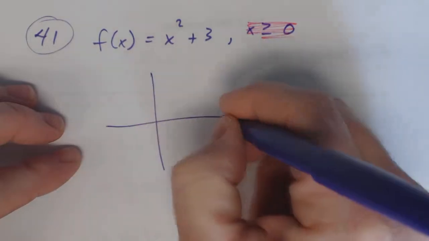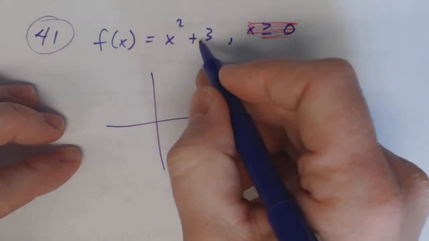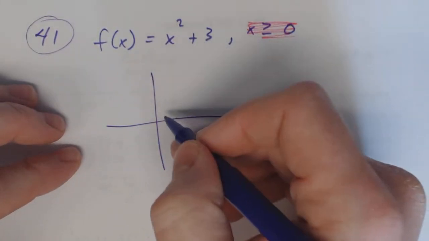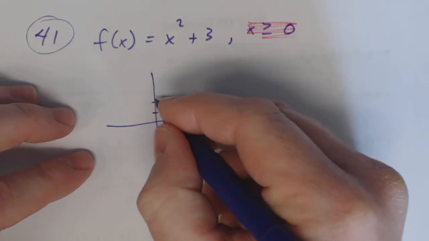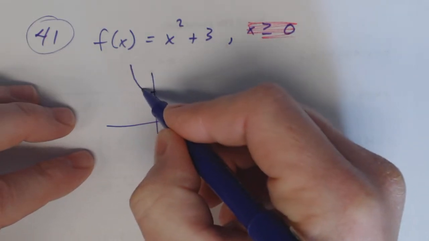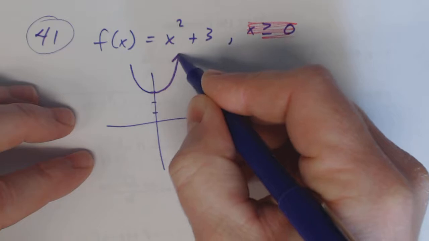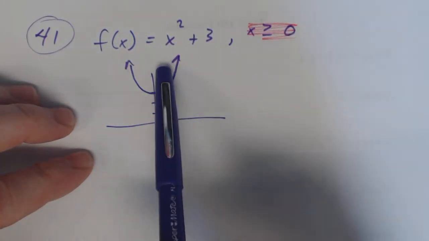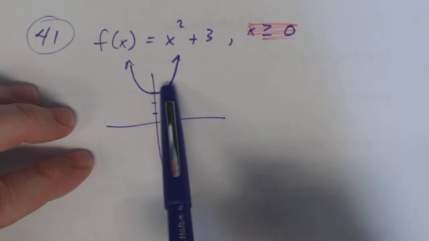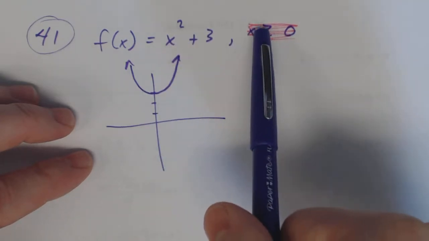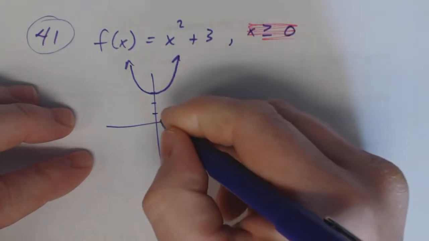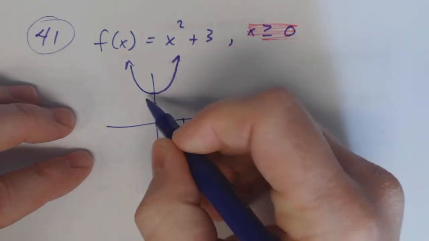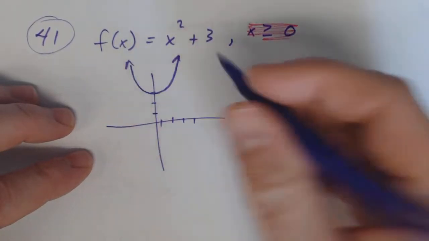So graphically, if I think about that, x squared is a parabola, and the plus 3 makes it go up 3 units. Right? There's the parabola, and it's up 3 units. But here's the catch. I only want to talk about this function when my x values are greater than or equal to 0, which would be these values. I don't want to talk about this part over here.